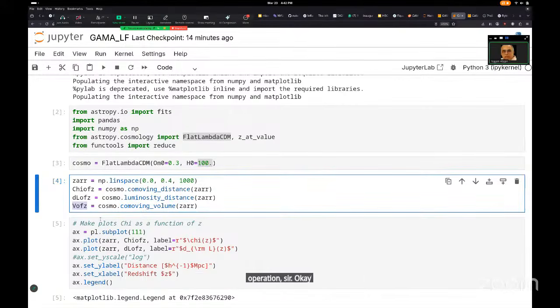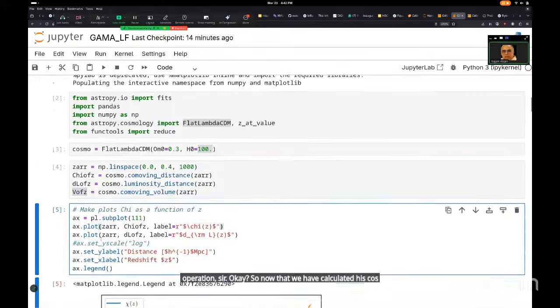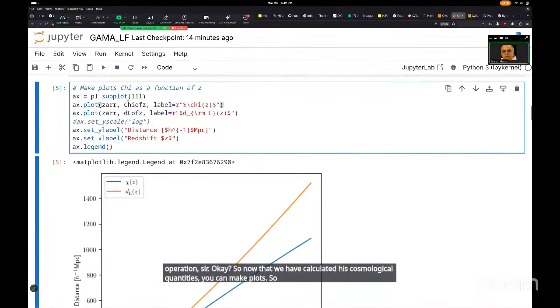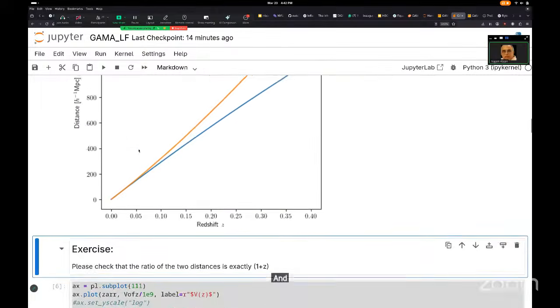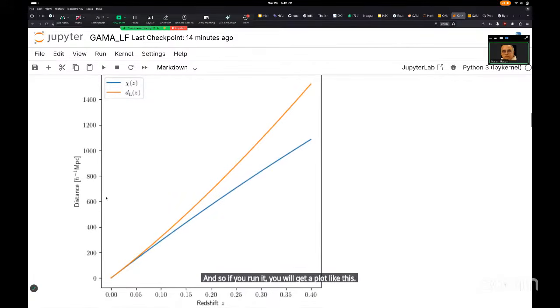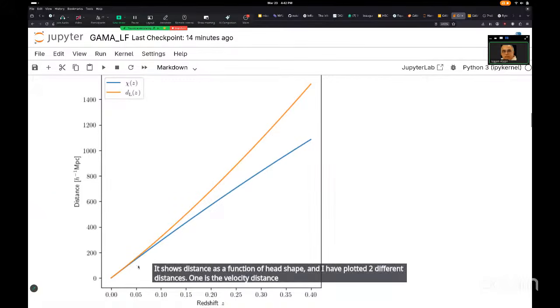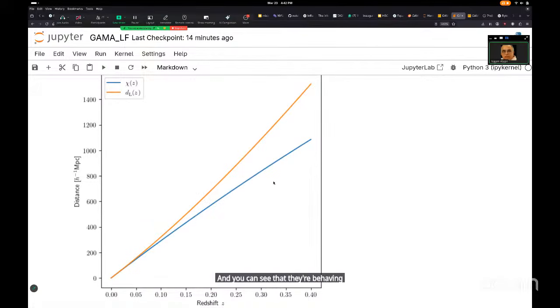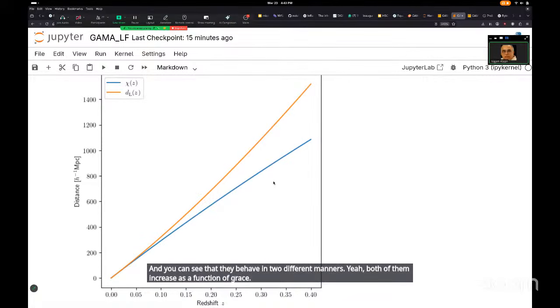Okay, so now that we have calculated these cosmological quantities, you can make plots. Let's make a plot of chi as a function of z, or luminosity distance as a function of z, that is shown in cell number 5. If you run it, you will get a plot like this. It shows distance as a function of redshift, and I have plotted two different distances. One is luminosity distance, the other one is comoving distance. You can see that they behave in two different manners. Both of them increase as a function of redshift z, but one of them grows faster.